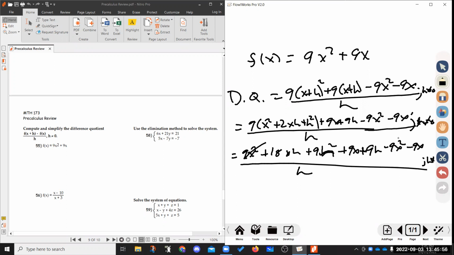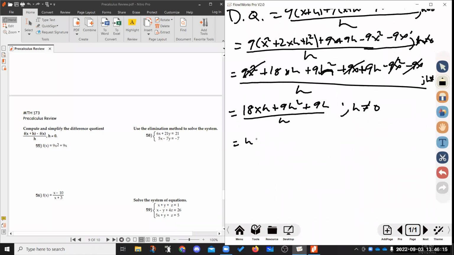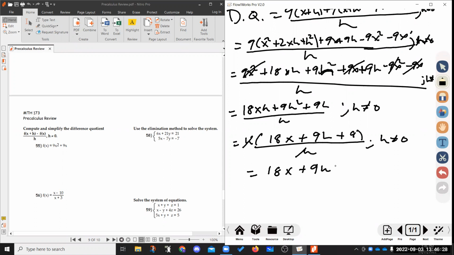So we're going to get rid of the parts that don't have h in them. It's going to be 18xh plus 9h squared plus 9h over h. H can't be 0. We're going to factor that common factor of h out of the numerator: 18x plus 9h plus 9 over h. Since h can't be 0, I'm allowed to cancel, leaving 18x plus 9h plus 9. We're just one step away from a calculus problem there, so that you understand that.